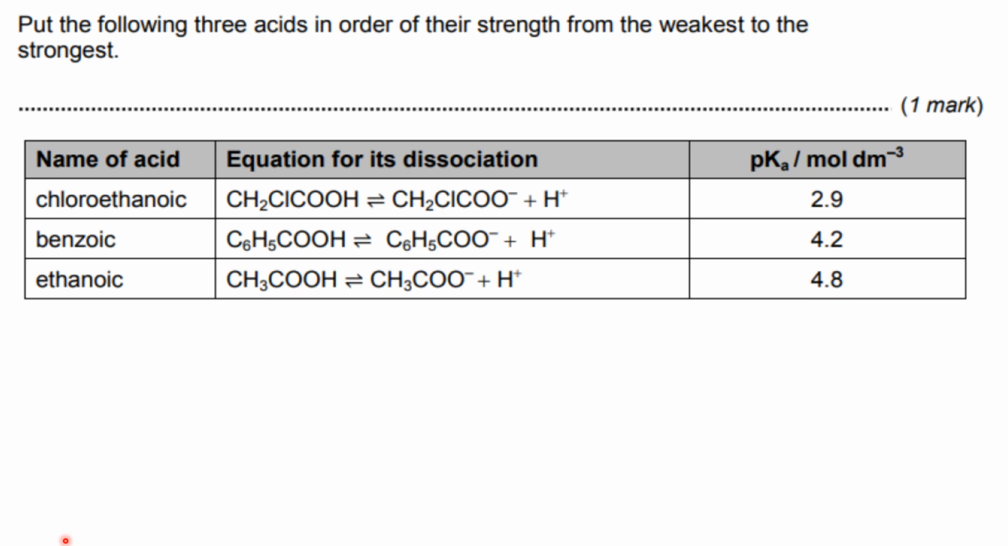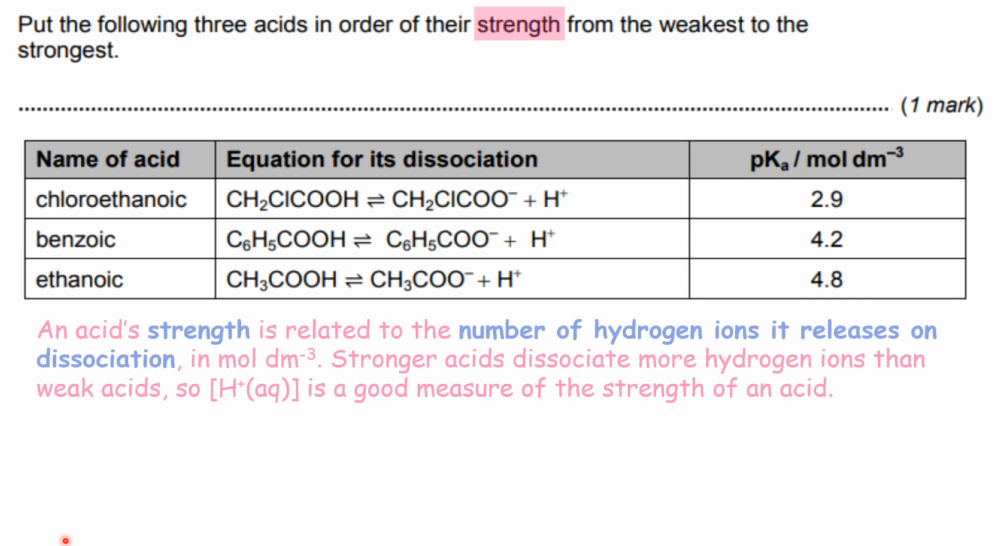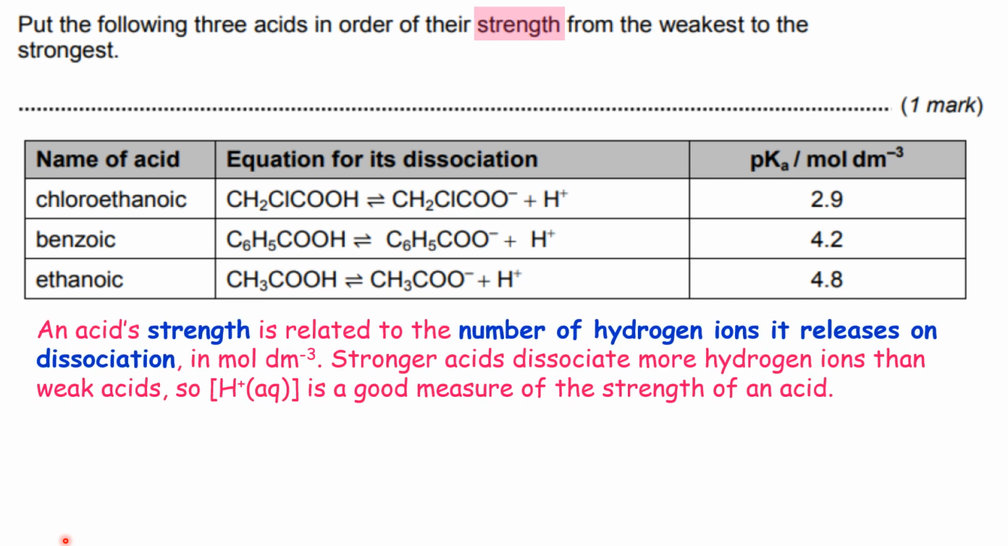So we have to go back to the Ka value and from that really go back to what acid strength really means. As you probably know already, an acid's strength is related to the number of hydrogen ions it can release on dissociation in moles per decimeter cubed. So a stronger acid will dissociate more hydrogen ions than weaker ones, so the hydrogen ion concentration is always a good measure of the strength of an acid.